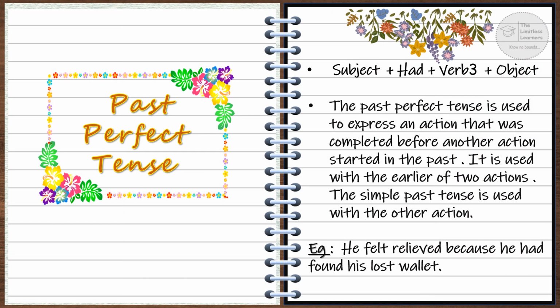3. Past perfect tense. Subject plus had plus verb 3 plus object. The past perfect tense is used to express an action that was completed before another action started in the past. It is used with the earlier of two actions. The simple past tense is used with the other action. Example: He felt relieved because he had found his lost wallet.